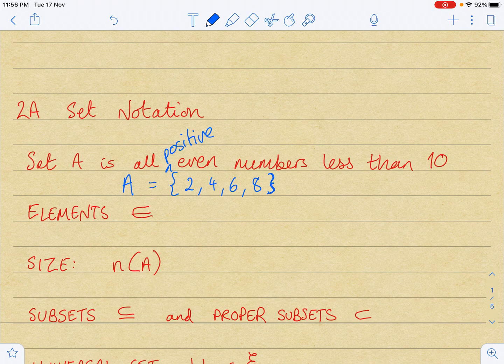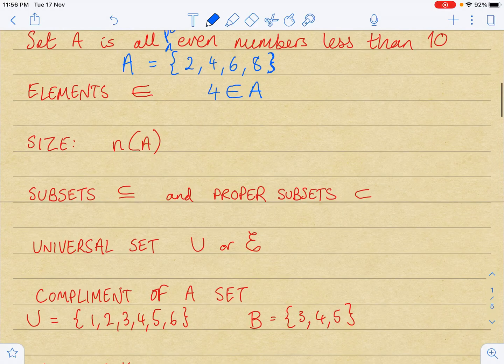Now elements of a set are indicated by this kind of elongated E thing. So I could say that 4 is an element of set A. So that E means it's an element of. It's one of the objects or items in the set. That's what an element is.